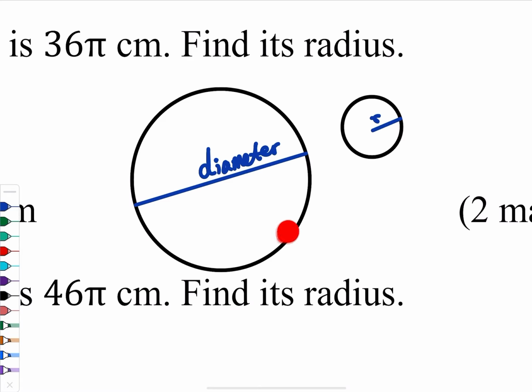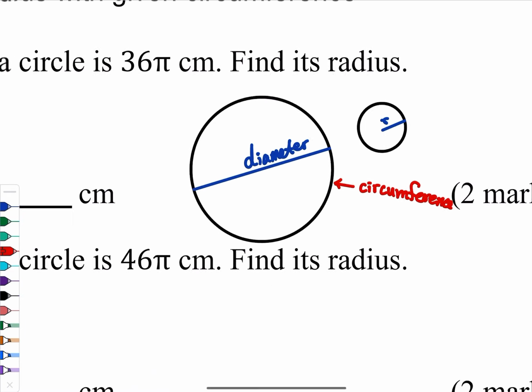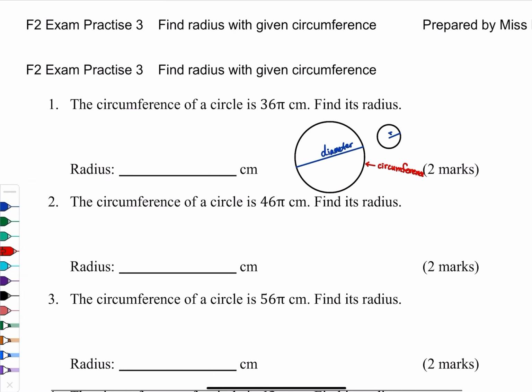But if you're just finding the outer line, we call that perimeter if it's other shapes. But if it's a circle, we call that circumference. So you need to find the length of this circumference.